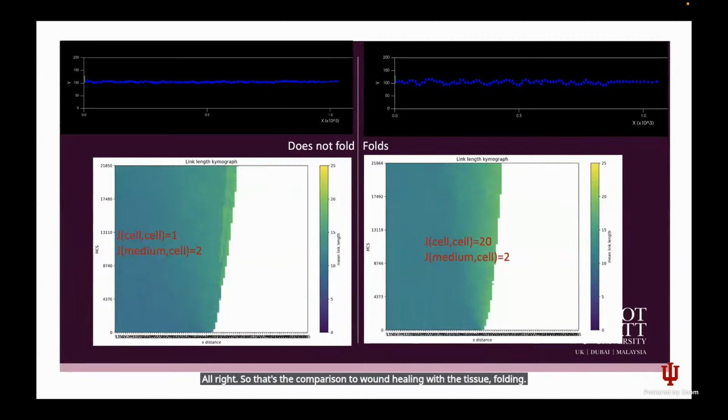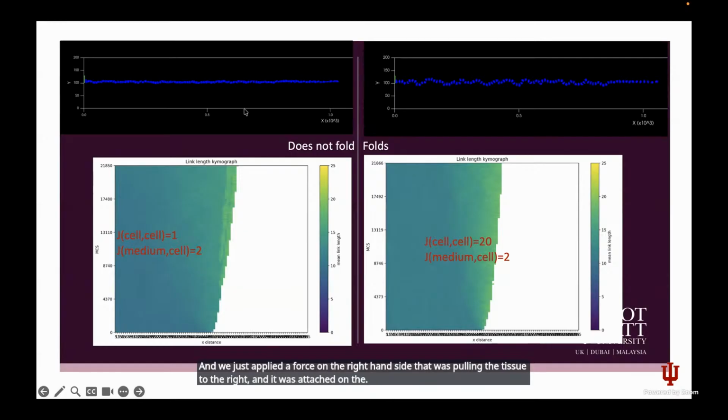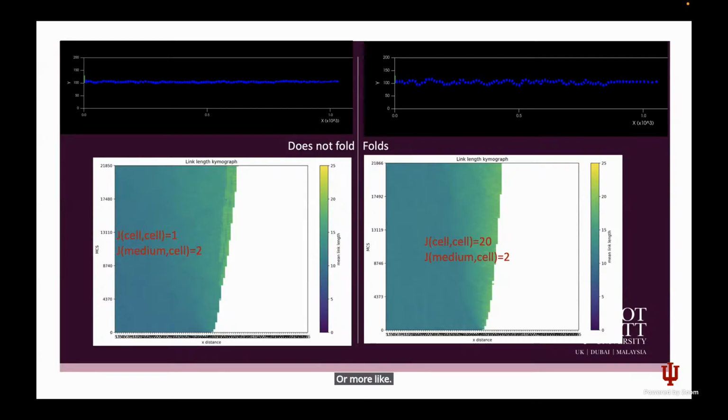We also did a little detour where we investigated something about the tissue itself, which was we made a string of tissue, and we just applied a force on the right-hand side that was pulling the tissue to the right, and it was attached on the left-hand side. We investigated basically how the force dissipates into the tissue, or more like the length of the links between each cell. And we varied the contact energies between the cells, because we actually had trouble getting it started to fold.